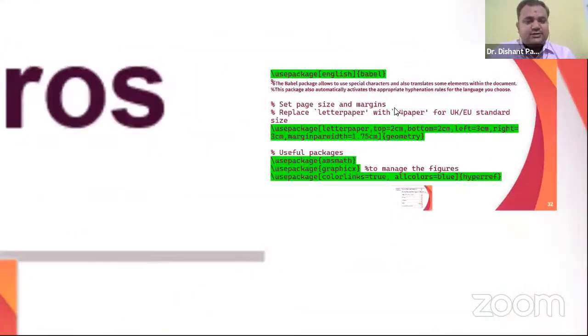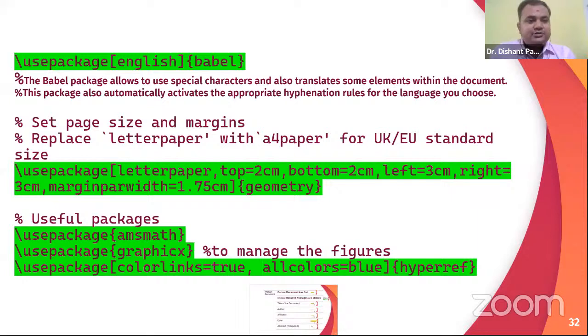The first thing is you can use the English package, which helps you in using some special characters, and it automatically translates some elements within the document which you don't require. For example, when I want a hyphen or a minus sign, it will automatically check in which context you are talking. That's the reason we normally use this option. There is no strict compulsion.